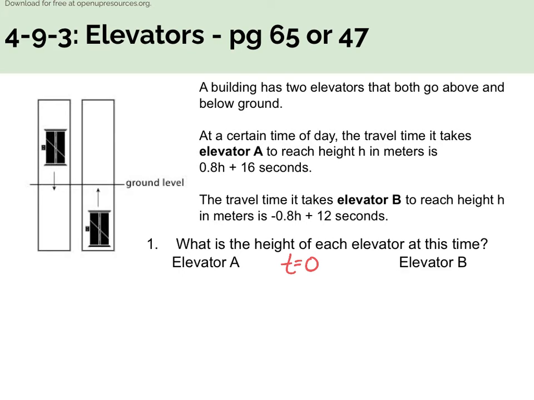So what we're going to do is take the elevator A stuff, 0.8h plus 16, and all of that is going to equal 0. Our time is going to equal 0. Then we're going to take elevator B, negative 0.8h plus 12. We're also going to set that equal to 0. And then we're going to solve for the h.